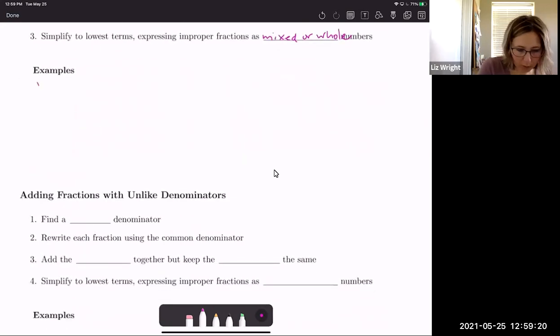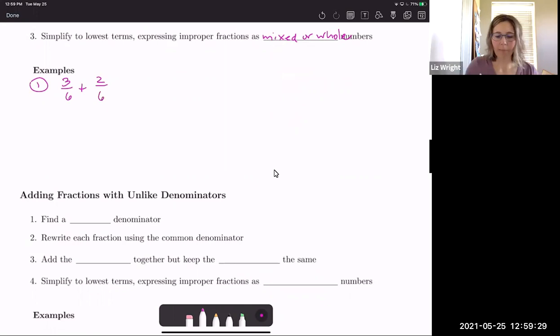One example, let's say we've got 3/6 plus 2/6. And you might be tempted at this point to say, oh, I'm going to reduce those. That's going to be 1/2 and 1/3. But if we do 1/2 and 1/3, we no longer have a common denominator. And so when we are adding and subtracting fractions, the first thing you always want to check is that your denominators are the same. And in this case, they are.